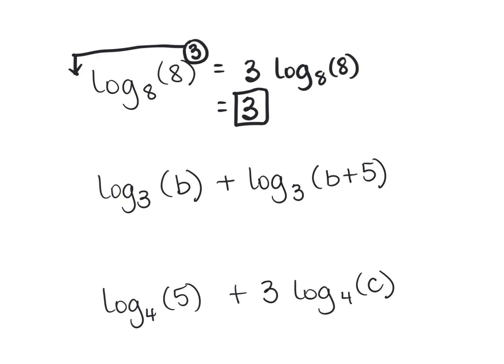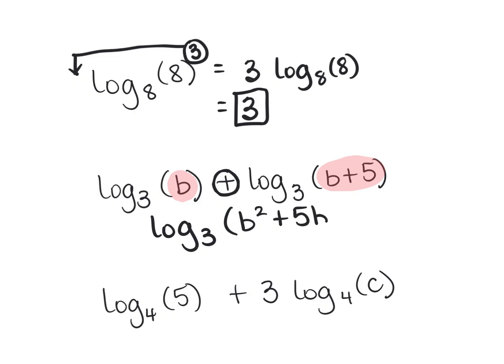So this answer is 3. All right, the next one, instead of having all numbers, we have an expression. So I'm seeing that I have these two logs added, which means when I look at these two things, I'm going to multiply them. So this gives me log base 3 of b times b plus 5, which is b squared plus 5b.